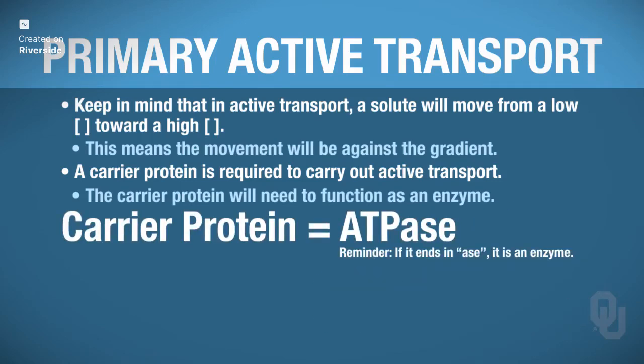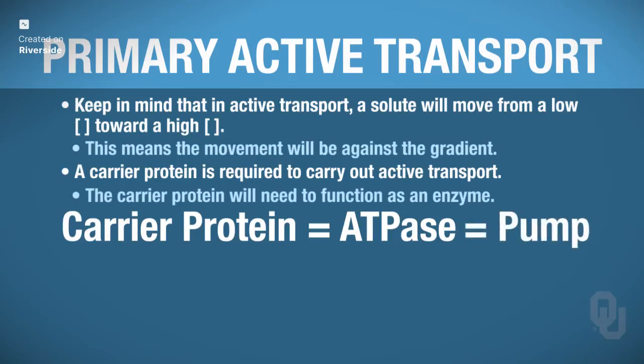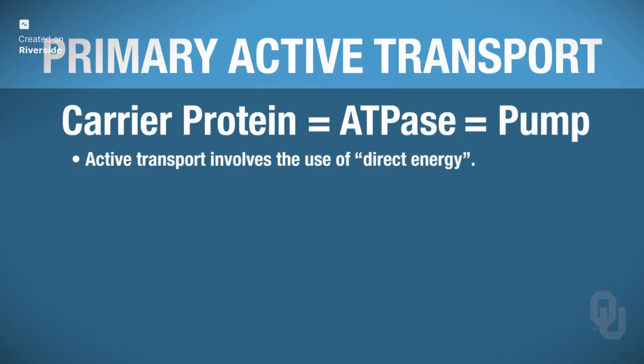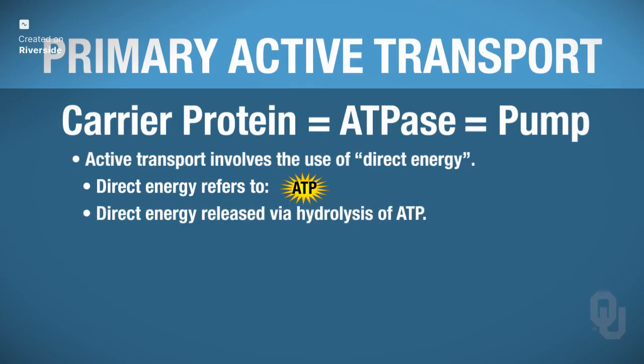If it ends in -ase, it's an enzyme. And not only does this carrier protein function as an enzyme, it also functions as a pump. So those are three different terms that we'll use to describe the same thing. So active transport involves the use of direct energy. And by direct energy, what we mean is ATP. When we say we're using direct energy, we have to release the energy via hydrolysis of ATP.